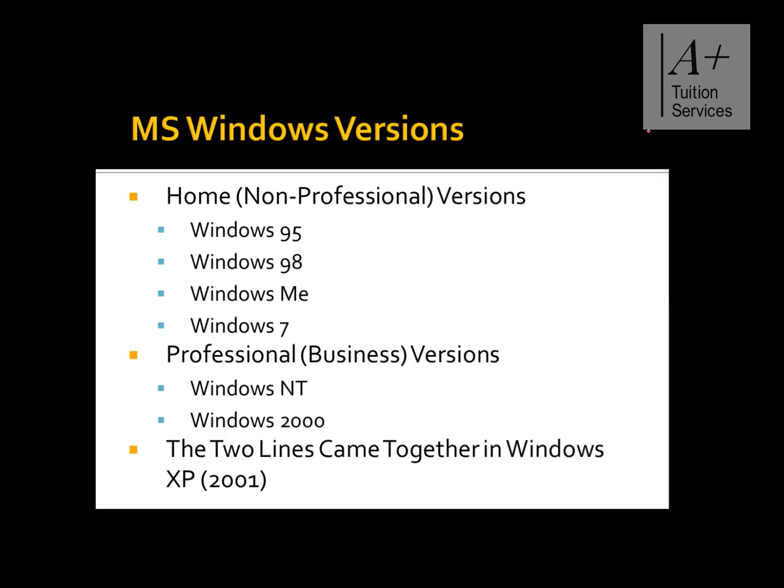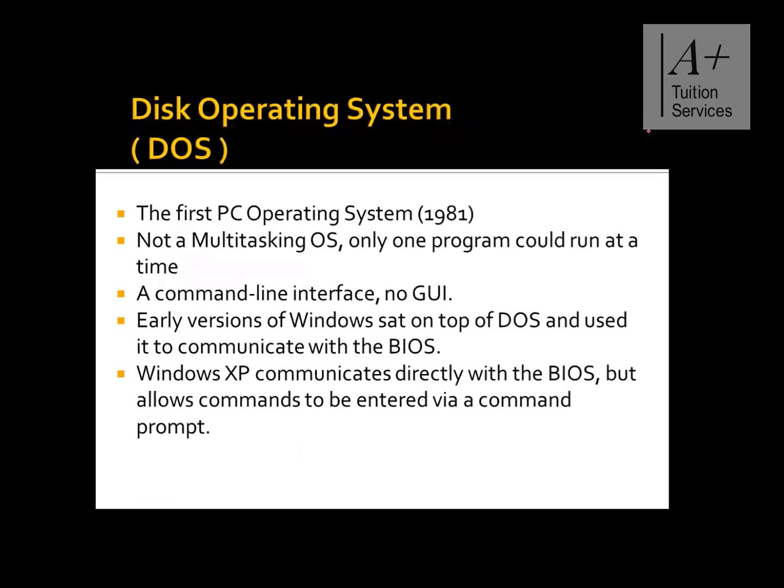Some of you may have knowledge about it, but most of you who are fairly new to computers might not know this. You might just know the basic or the new Windows that open up. We'll talk now about the disk operating system, which is an acronym for DOS. The first PC operating system was in 1981.